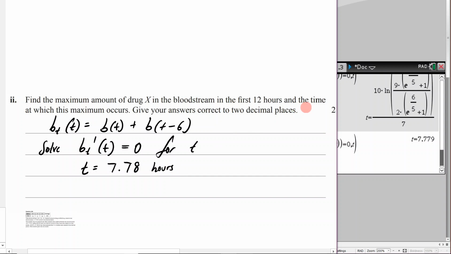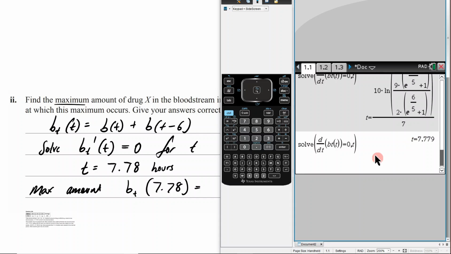This is where we have to read the questions carefully. It says the time, so find the maximum amount of drug X in the bloodstream in the first 12 hours and the time. So we've found the time, and now we need to find the max amount in the bloodstream. To do this, we're going to go B total of 7.78. Now, you should not use the rounded version of it when you're doing it. So we've rounded this. You need to use this one right here.